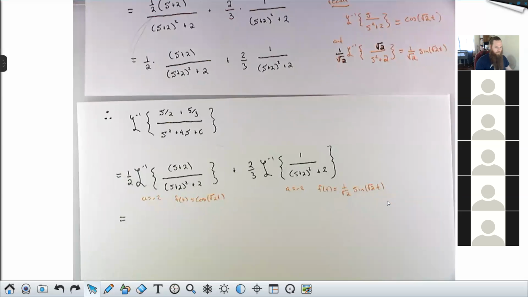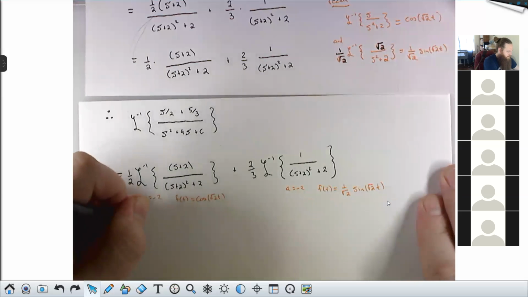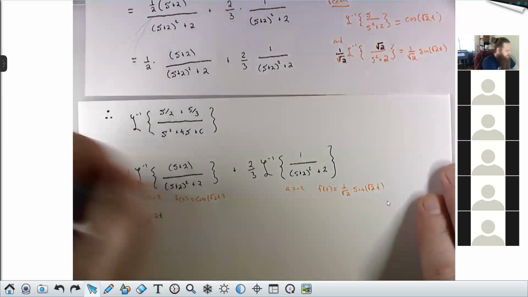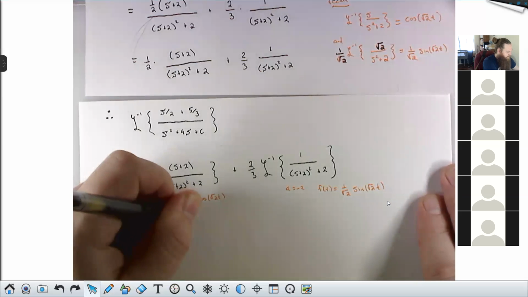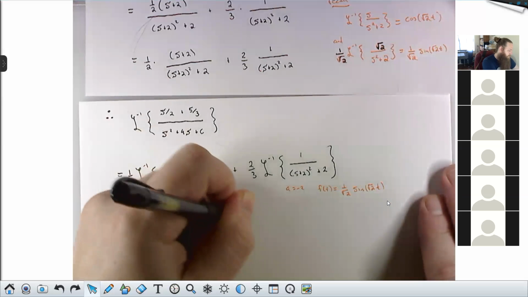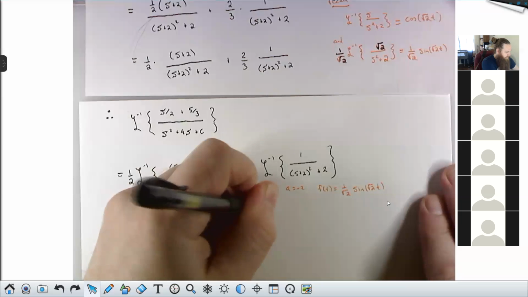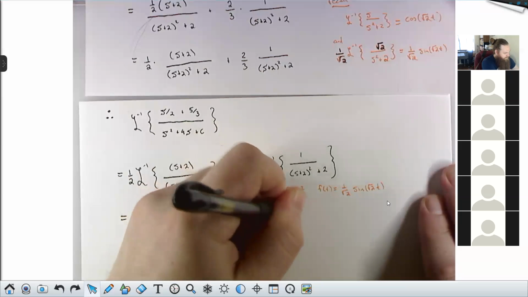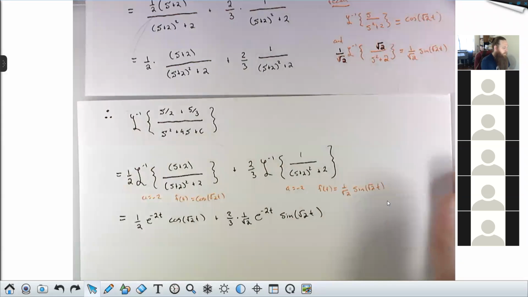Bringing the appropriate constants along for the ride, we get 1/2 e to the negative 2t times the cosine of the square root of 2t plus 2/3 times 1 over the square root of 2 e to the negative 2t sine of the square root of 2t. I'm sure you can clean up the constants in the second term. We've got a root 2 upstairs and a root 2 downstairs. That's the same as just having a root 2 upstairs, but I'll leave it like this for now. This is fine.